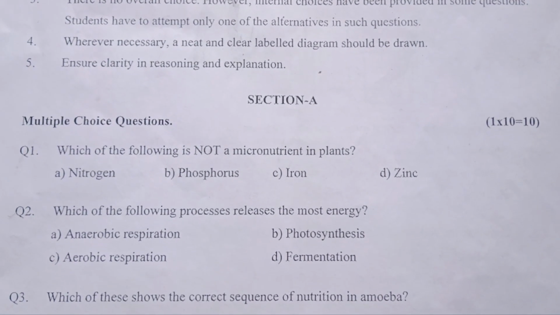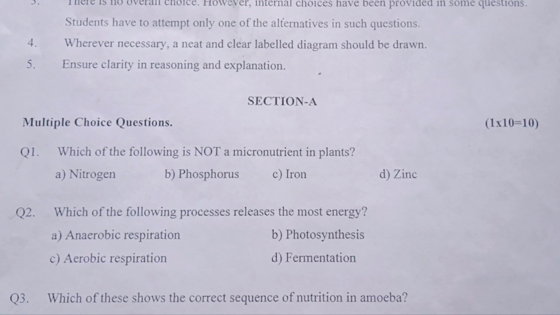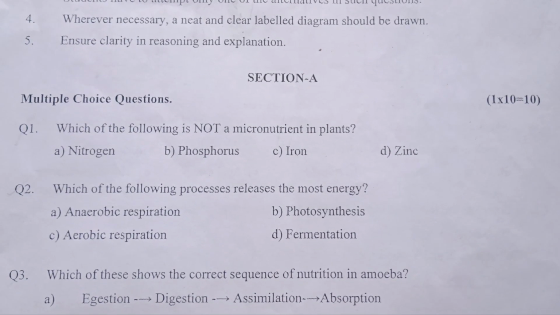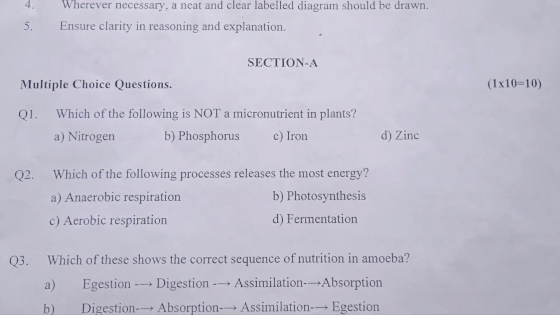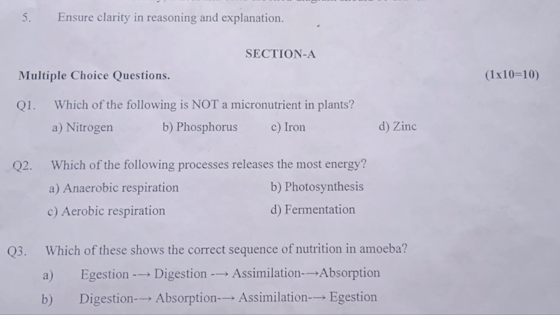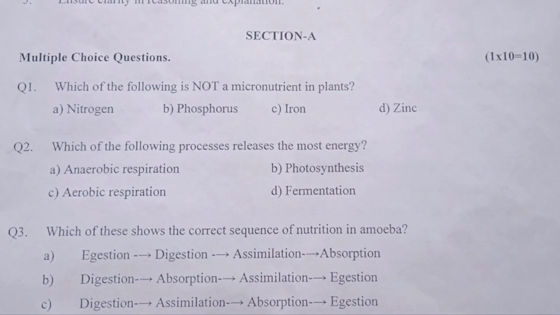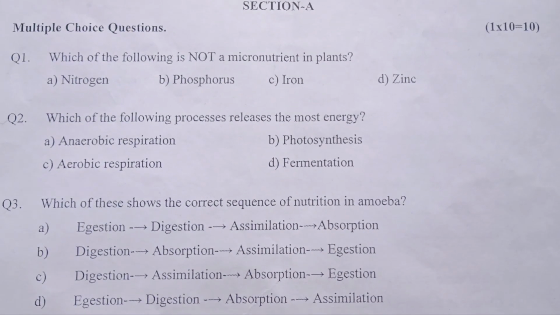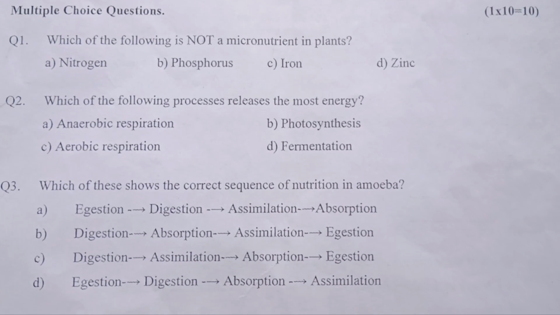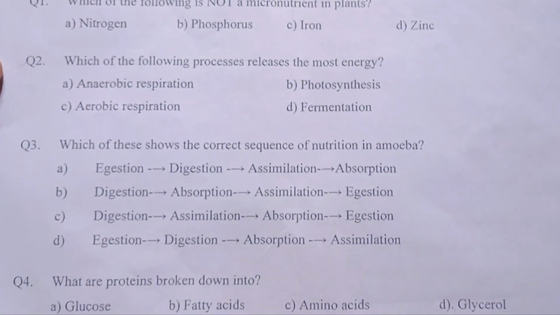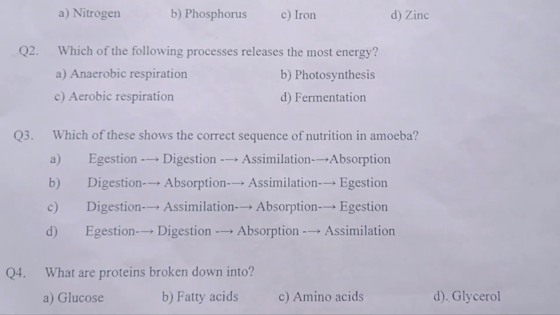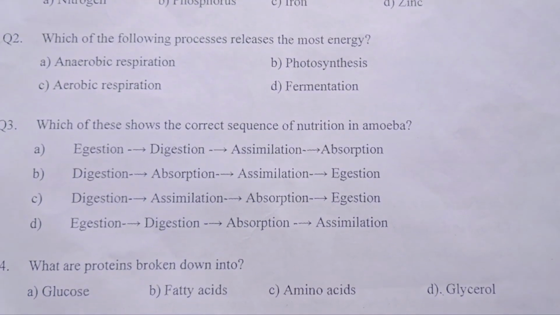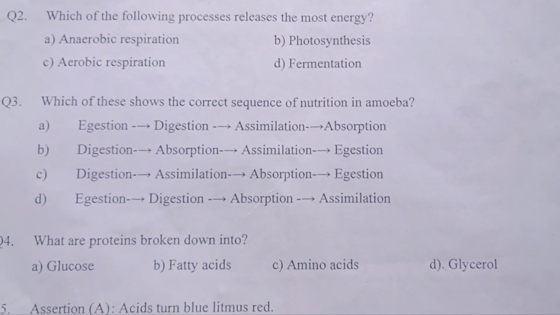Next, which of these shows the correct sequence of nutrition in amoeba? Egestion, digestion, assimilation, absorption. Digestion, absorption, assimilation, egestion. Digestion, assimilation, absorption, egestion. Or egestion, digestion, absorption, assimilation. So you have to select the correct order. What are proteins broken down into? Glucose, fatty acids, amino acids, or glycerol?